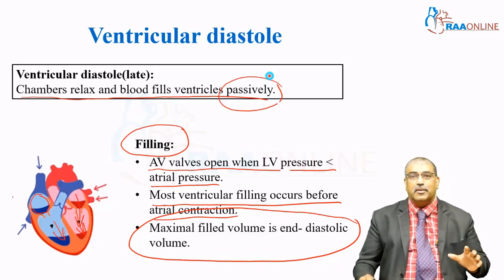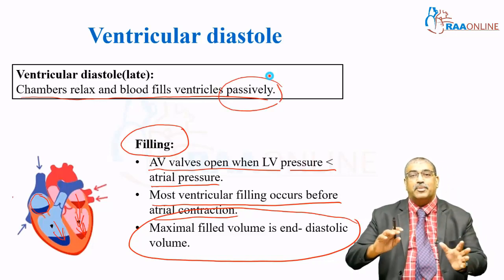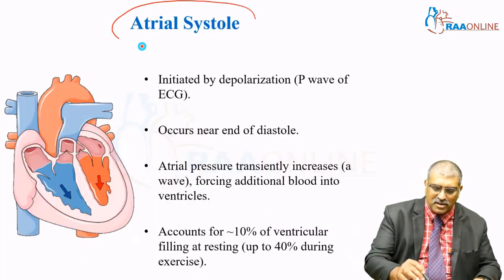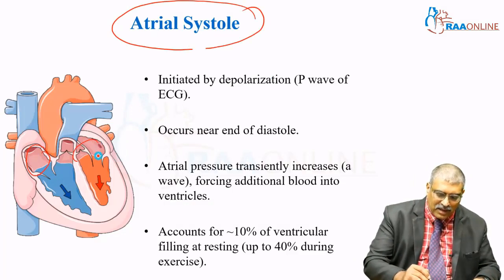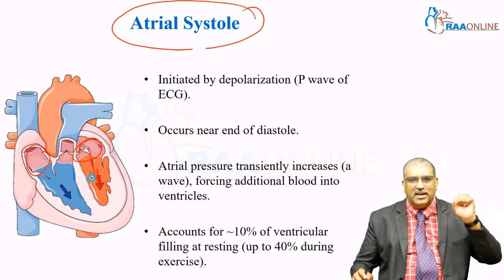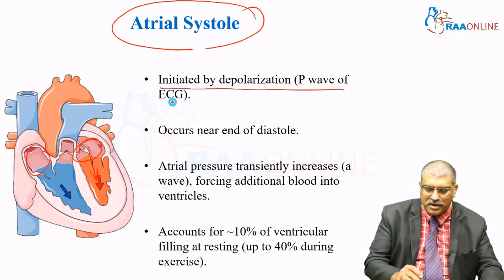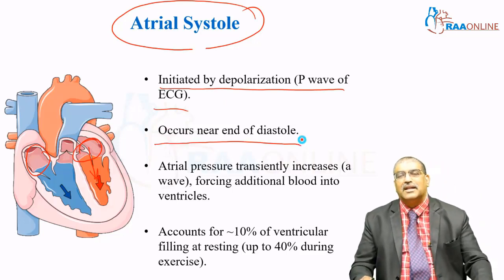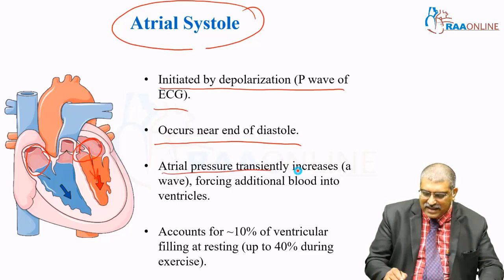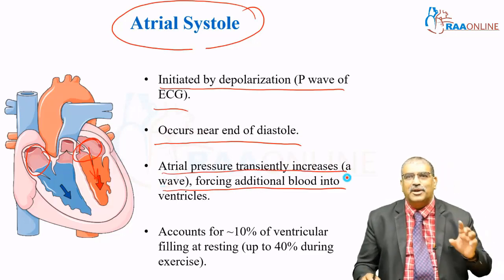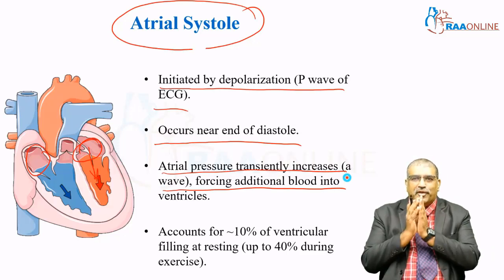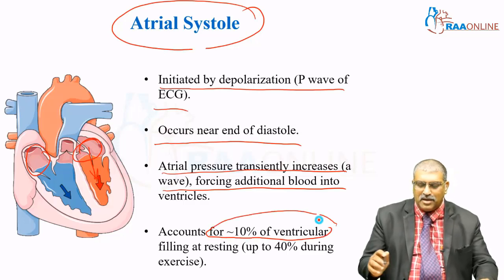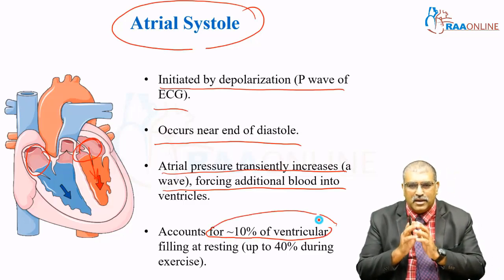That is very, very important, because active atrial contraction occurs at the later part of the ventricular diastole, which is the atrial systole. Here the atrium contracts and sends the blood into the ventricle. It is initiated by depolarization, which is the P wave of ECG. It occurs near the end of diastole. The atrial pressure transiently increases, forcing additional blood into the ventricle. And there is a very important point here. This atrial contraction contributes 10% of ventricular filling at a normal resting period.